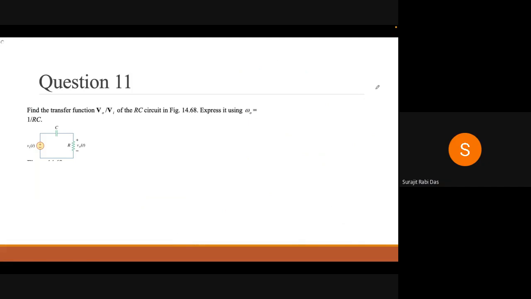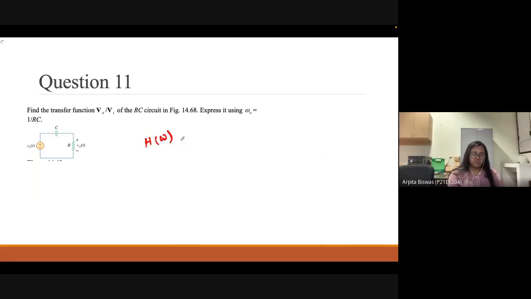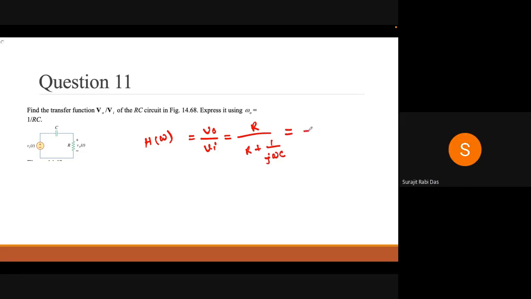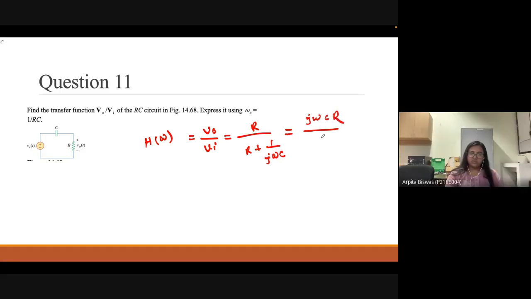It is coming j omega upon omega naught by 1 plus j omega by omega naught. So the value of H omega equals V out by V input, which is equal to R by R plus 1 by j omega C, which is equal to j omega C into R by 1 plus j omega C into R.